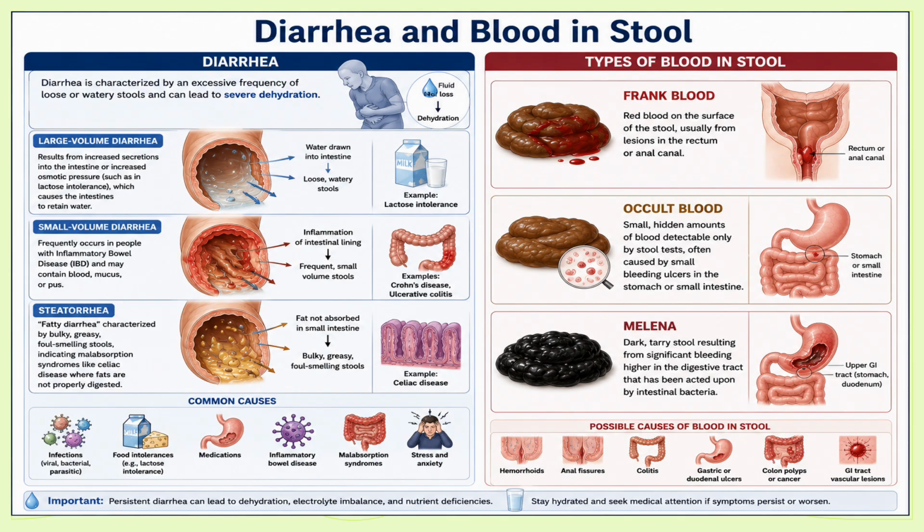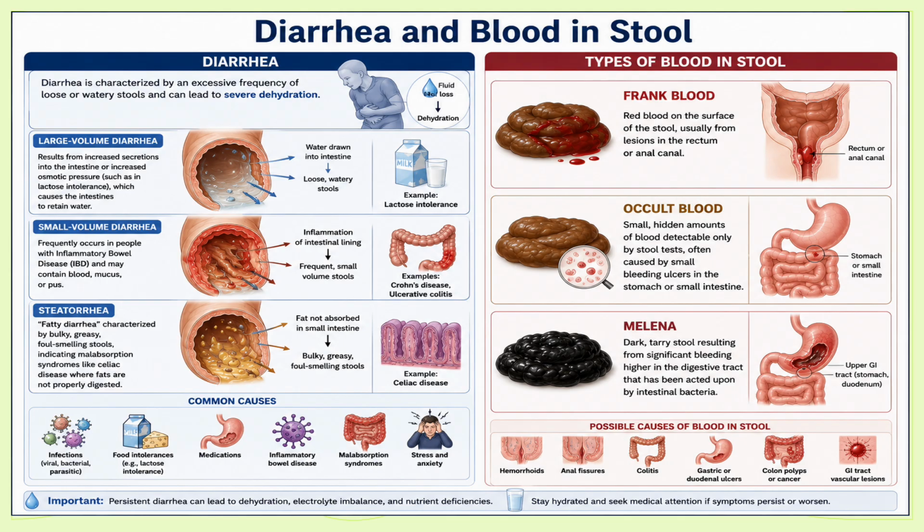So in IBD, inflammatory bowel disease, the stools could contain blood, mucus, pus, and are often accompanied by urgency and abdominal cramps. Another specific type is steatorrhea, or fatty diarrhea. These stools are bulky, greasy, and foul smelling, which are hallmark signs of malabsorption syndrome like celiac disease or cystic fibrosis, where fats are not properly digested or absorbed.